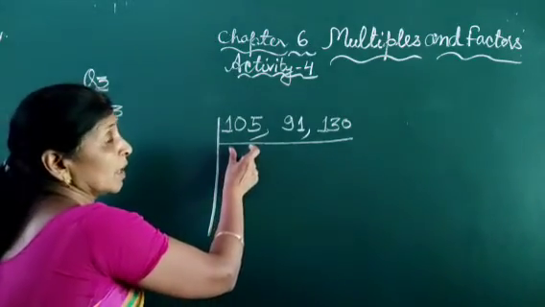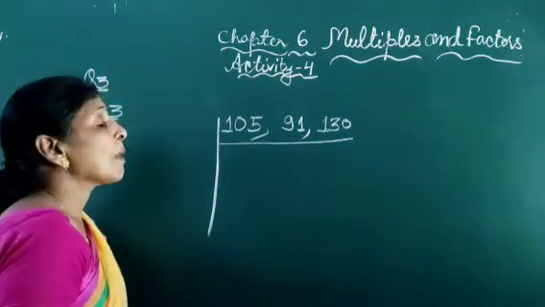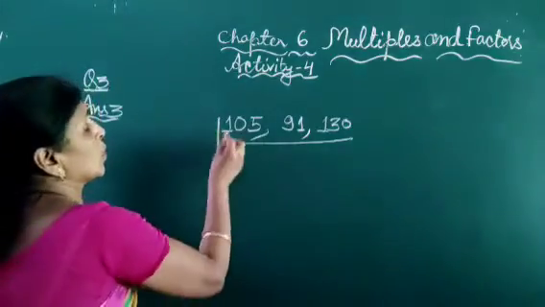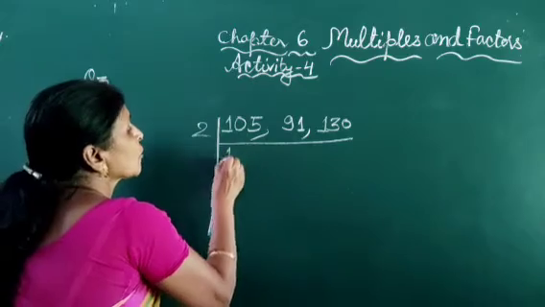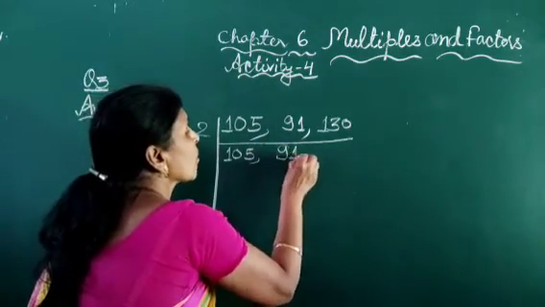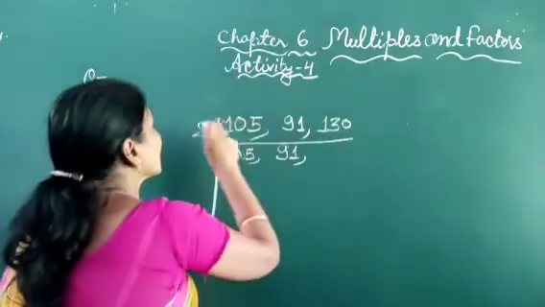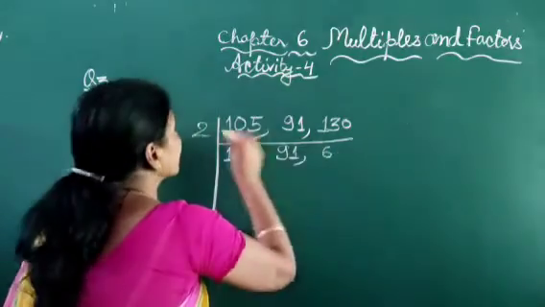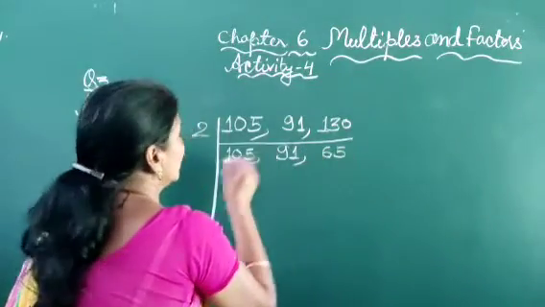Now first, we see which number is divisible by the smallest prime number, and the smallest prime number is 2. 105 is not divided by 2, so we write 105 as it is. 91 is also not divided by 2, so we write this number as it is. And 130 is divided by 2. How many times? 2 6s are 12, 1 0, 2 5s are 10.